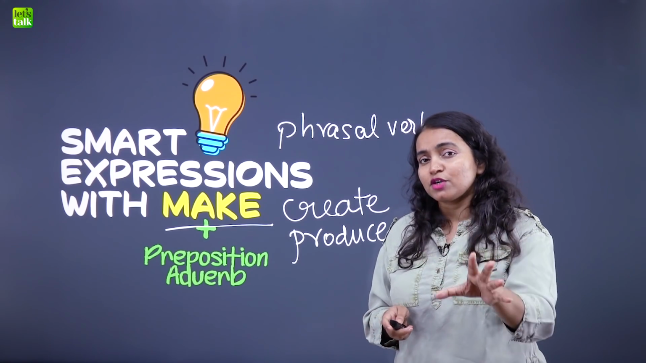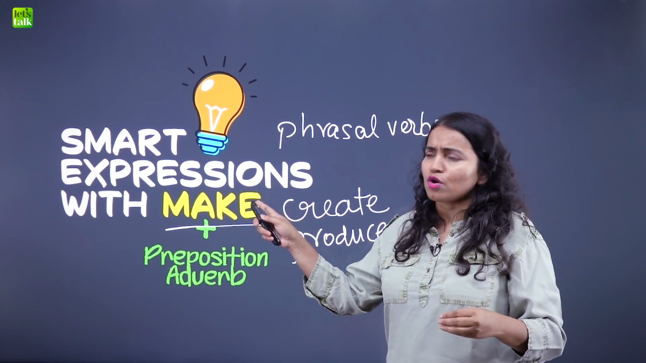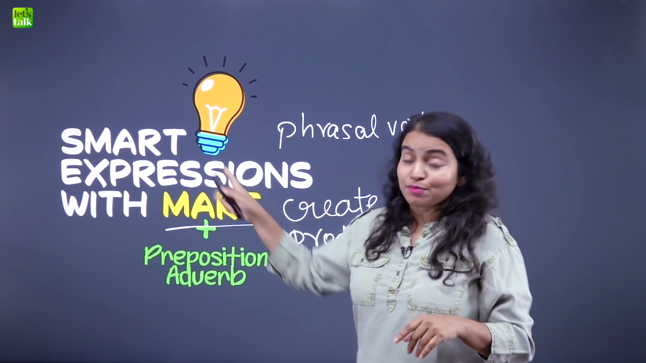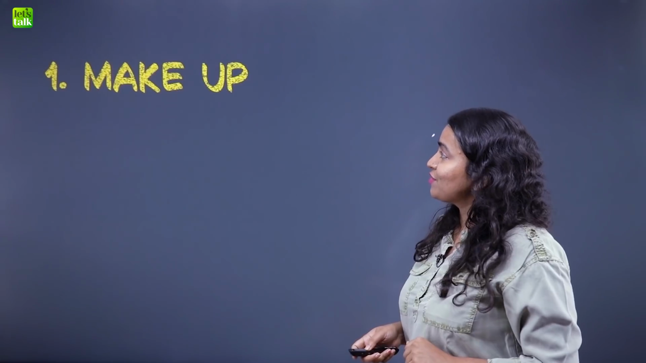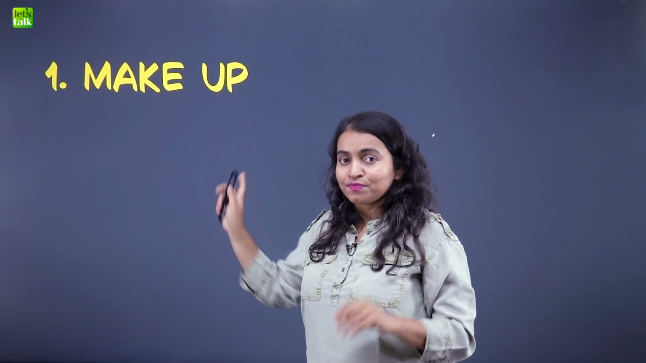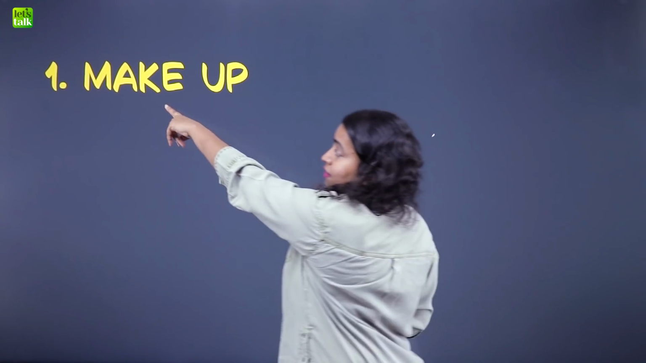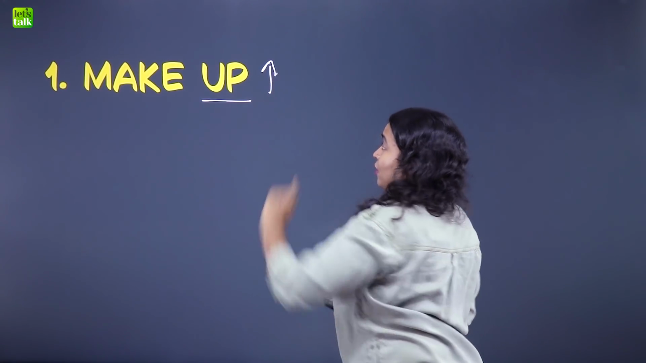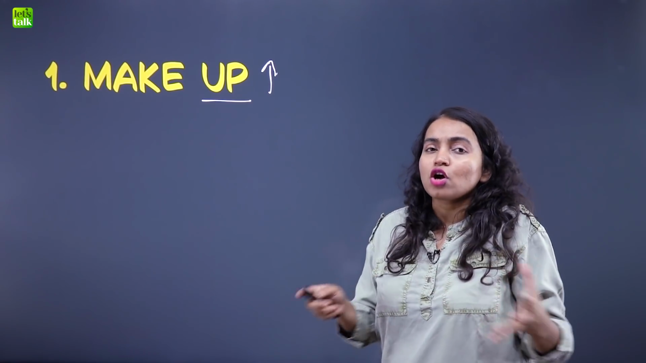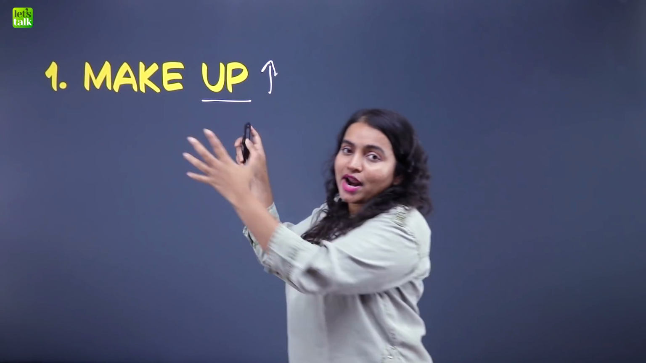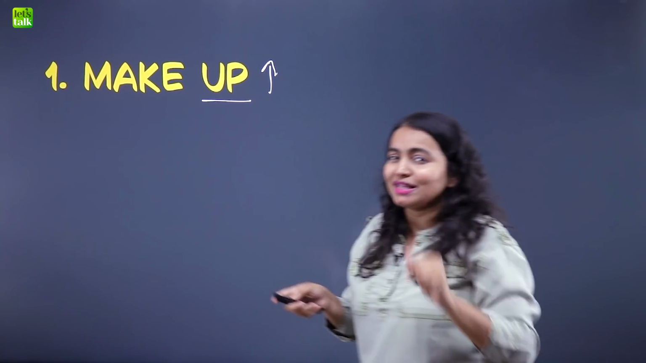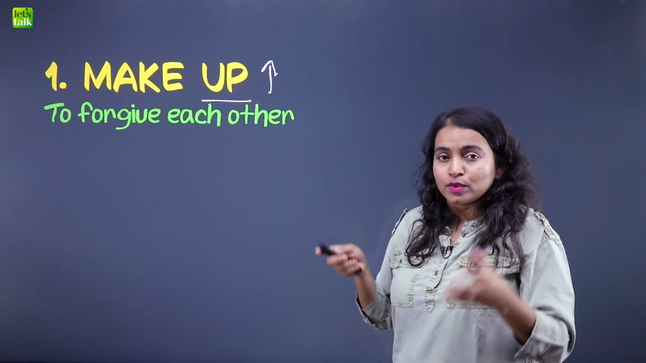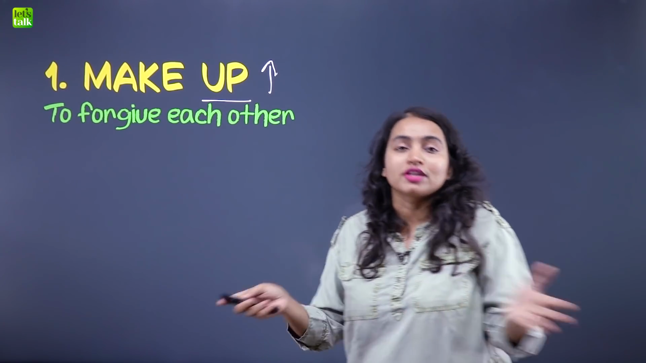In fact, a lot of native speakers frequently use phrasal verbs or smart expressions with many verbs. But today I will take you through the expressions with the verb make. The first expression is make up. Now we have paired this word make with the preposition up. But now make will no longer mean create, because now that we've paired these two words together, they come together to mean something totally different. They mean to forgive each other. So when I say to make up, it simply means to forgive each other.